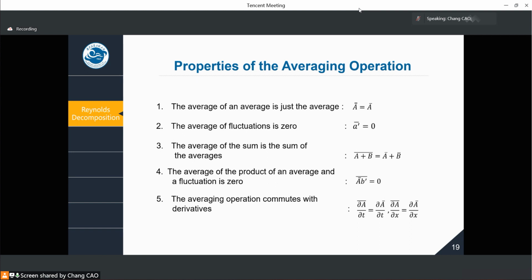So that's why we should first tell you about them. Okay, so actually these 5 properties are not hard, right? Are not difficult. Okay, you only have to remember them. Okay, and next time if you have to do Reynolds averaging, you should use them. Okay, this can help you to simplify your deduction.